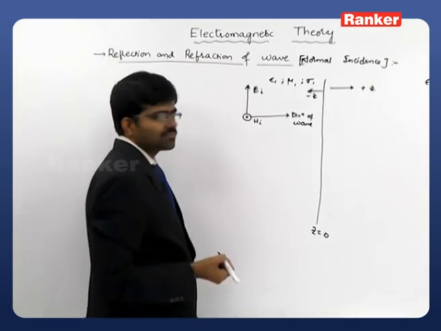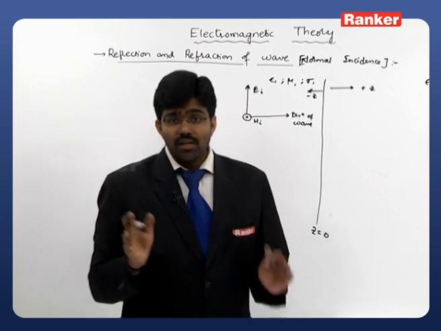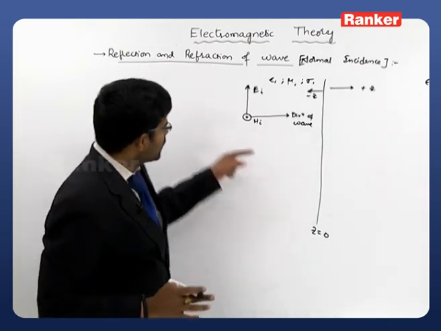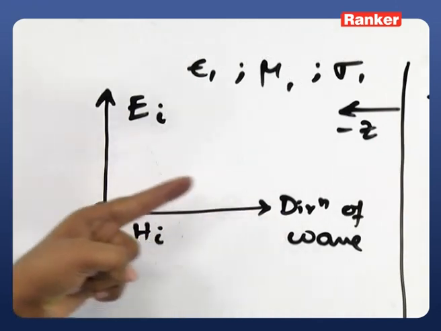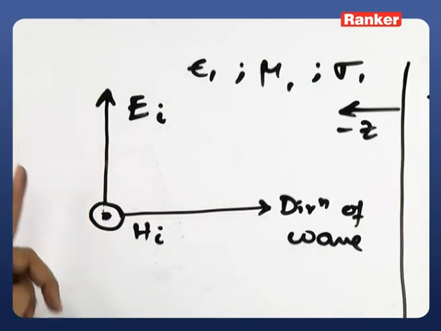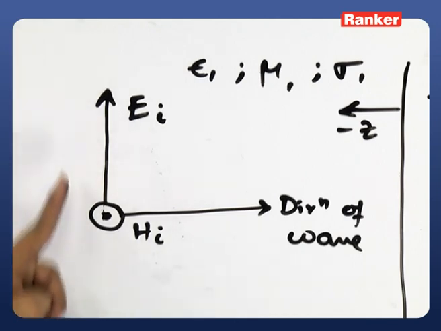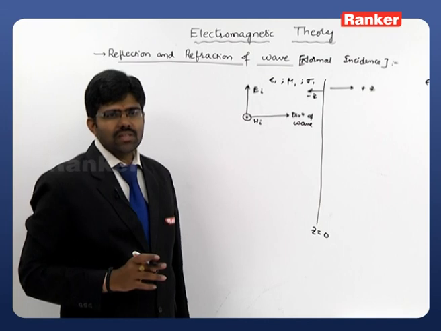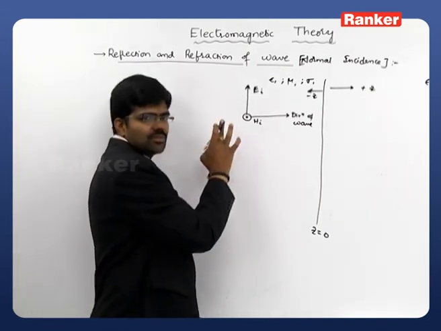Clearly observe what I am doing here. Initially I am considering the direction of wave propagation is z. Since the direction of wave propagation is z and it is a uniform plane wave, I can consider the electric field perpendicular to that one, and I am assuming that that is in x direction, and the H is away from the board, that's like this, it is incident H, right.